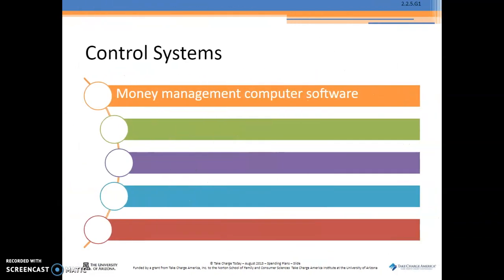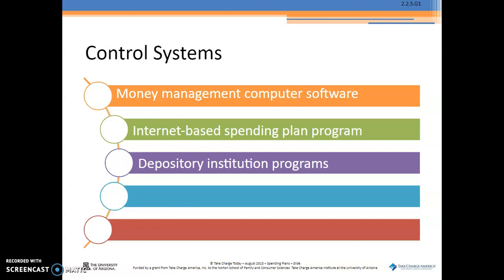Now, some different control systems that can be used: money management computer software, internet-based spending plan program. Mostly, some of them are free. You might have to pay for some others depending upon your needs. Depository institution programs. Control system would be your banking system, your online banking system and or app. Check register system, which is your checkbook and your recording of transactions as you spend money as well as receive money. And even an envelope system.